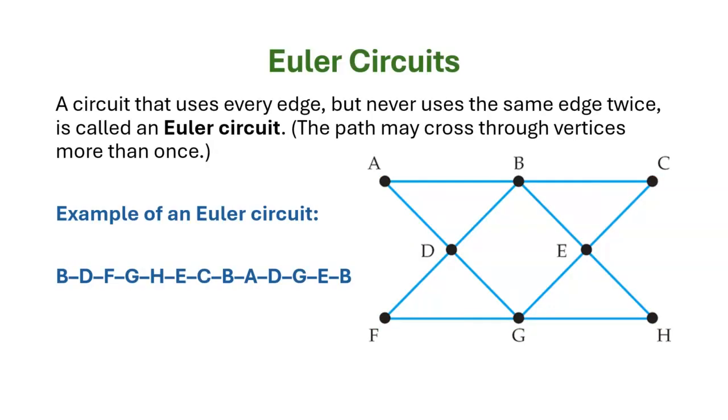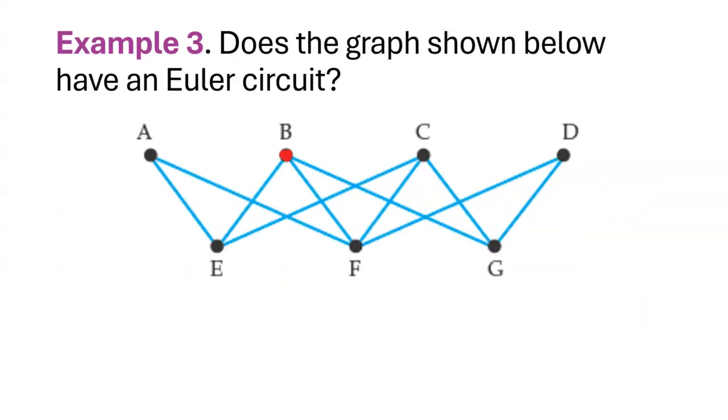And so the sequence of letters that you would use to represent that path would be B, D, F, which is just listing the vertices in the order that I am traveling, that I am traversing the graph.